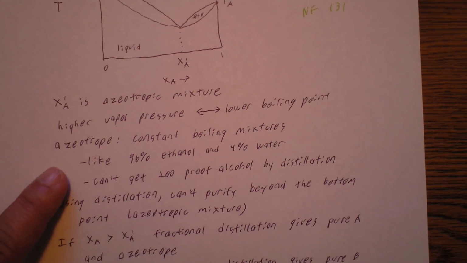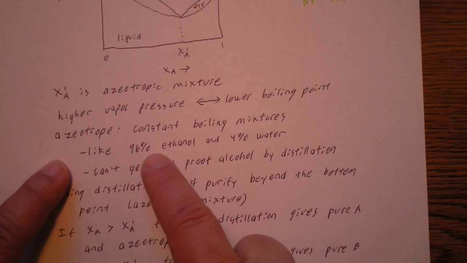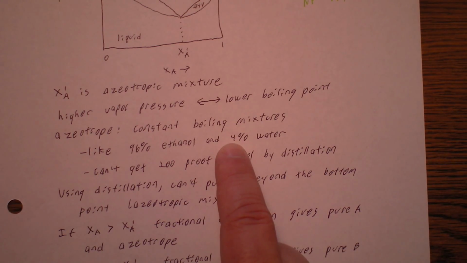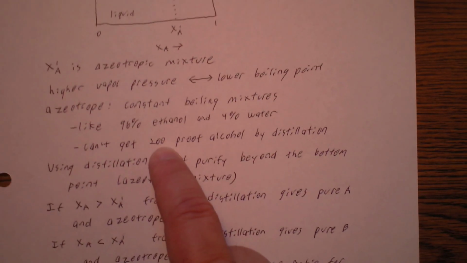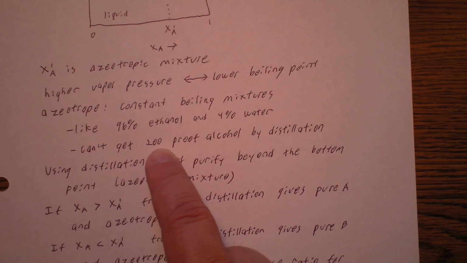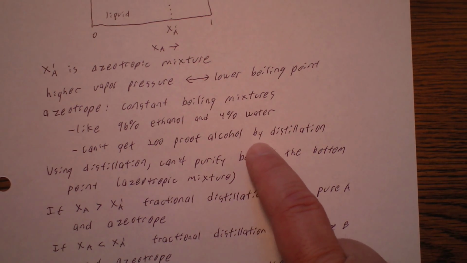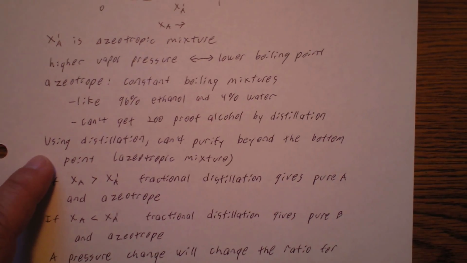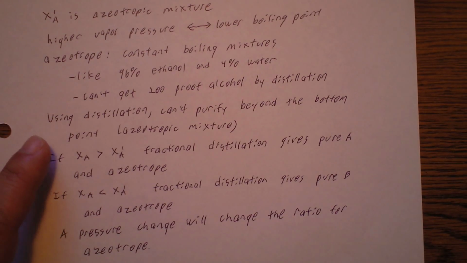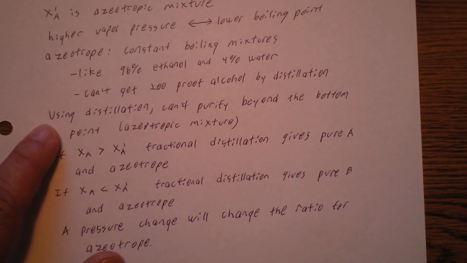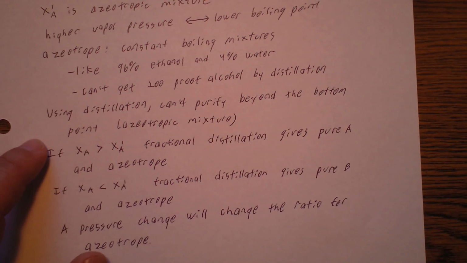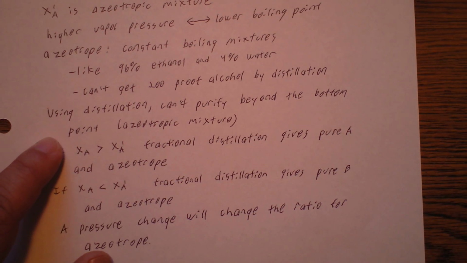Now, an example you've probably already heard of is about 96% ethanol and 4% water. So that's why a distillery making vodka can't get 200 proof alcohol just by distilling a water alcohol mixture. It won't work. You can't get them separate. So using distillation, you can't purify beyond the azeotropic mixture.